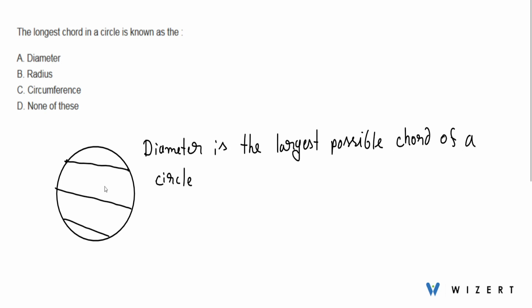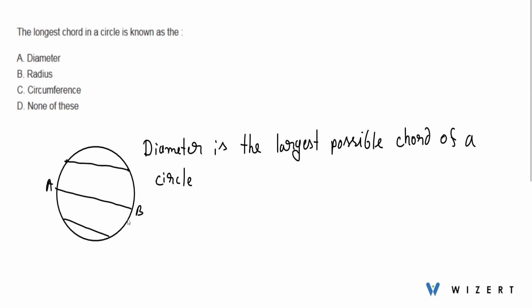So if you carefully observe, here we have drawn three chords. The largest chord which is possible is this one, AB. So AB will be known as the diameter of a circle.